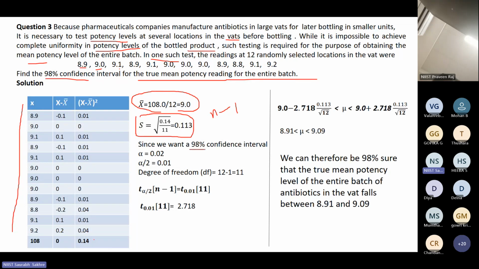Since we want a 98% confidence interval, alpha is 0.02 and alpha by 2 is 0.01. First I took 100 minus 98, which is 2%. Then I converted the percentage to a fraction, 2 by 100, 0.02, and alpha by 2 is 0.01. The degree of freedom df is 12 minus 1, which equals 11. I told you it is n minus 1. So my nomenclature will be t 0.01, 11: t alpha by 2, n minus 1.